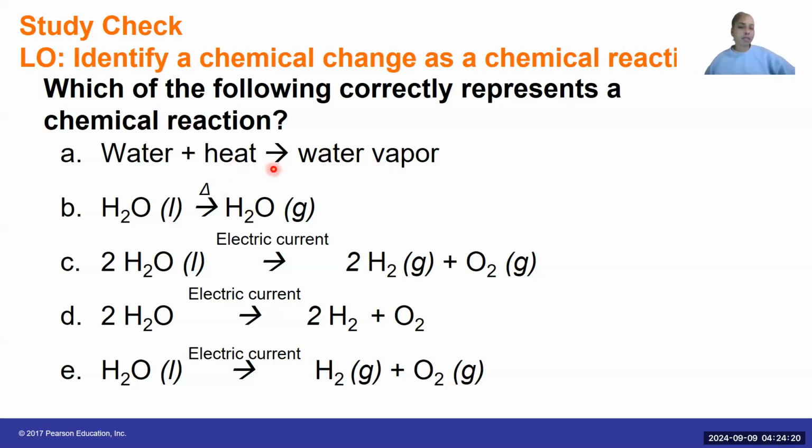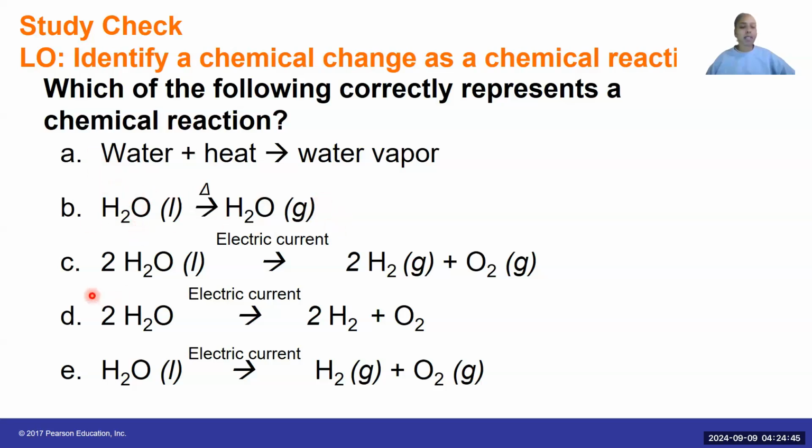Water plus heat gives water vapor. Is that a chemical or physical process? It's a physical process because it's water. Water plus heat gives us water vapor. It's not a chemical process. What about water liquid plus heat giving water gas? Well, guess what? That's the exact same thing as A, just written in symbols.